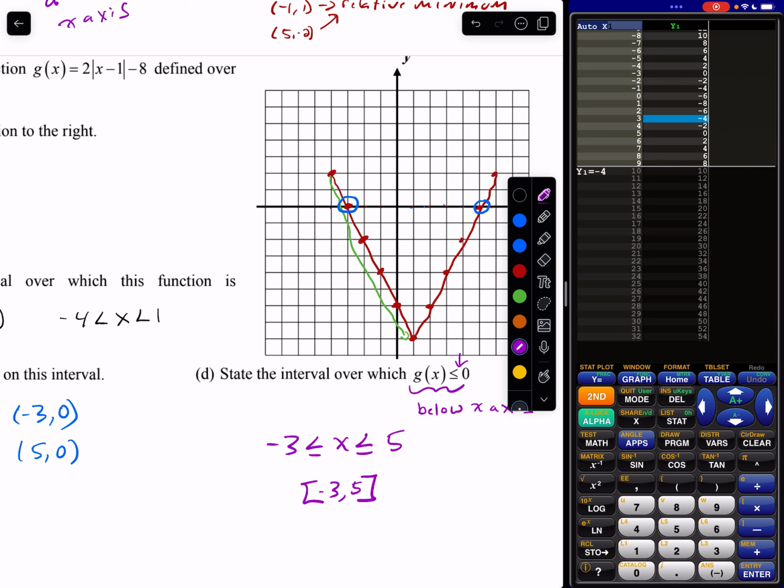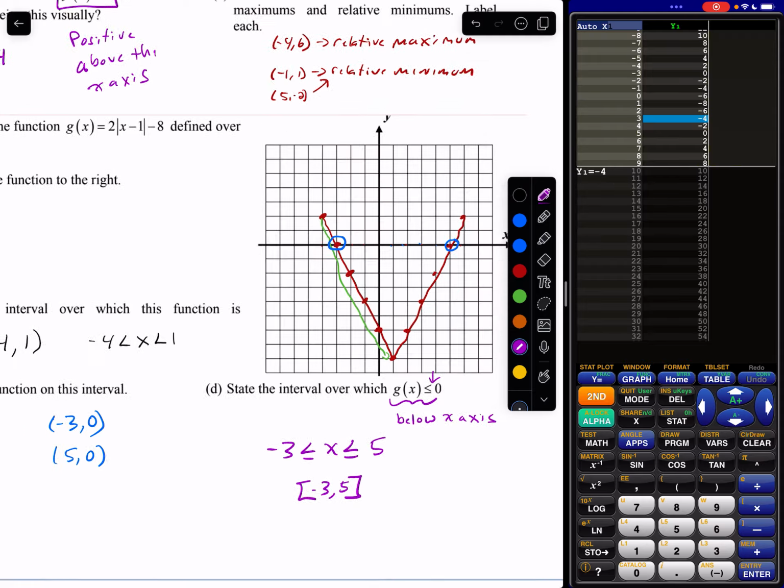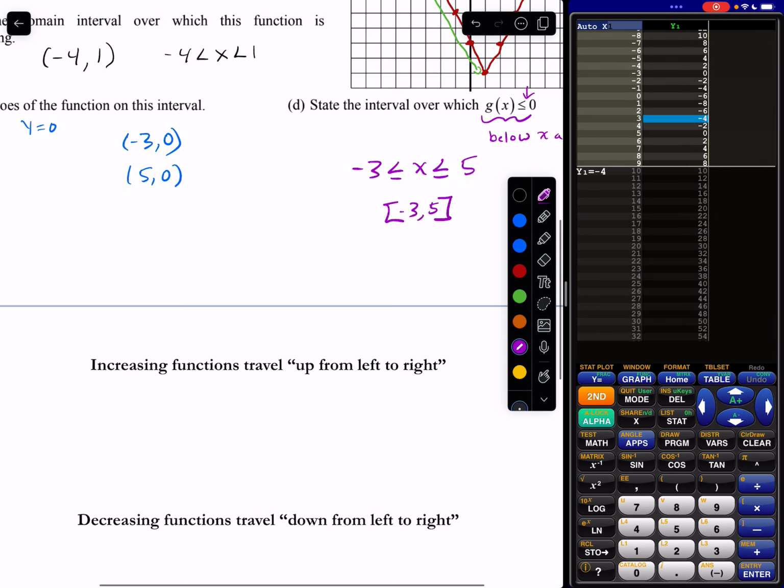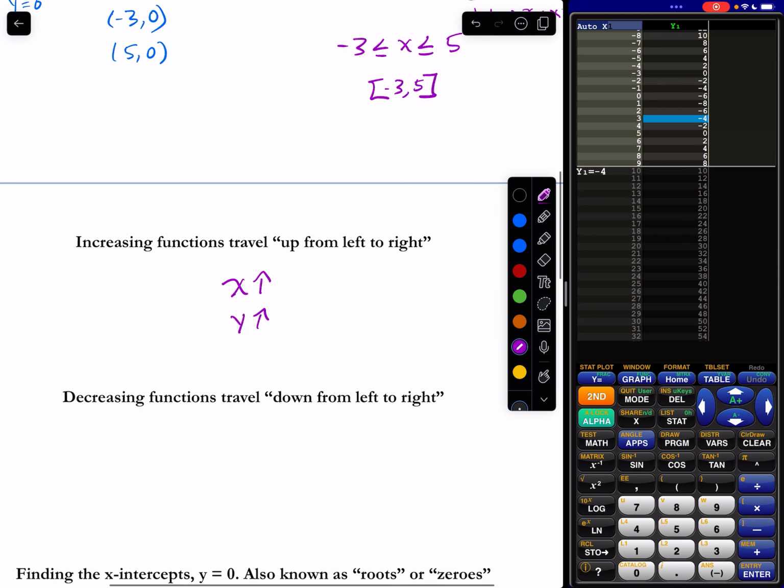Okay? Right? So you can see that there's a couple of things that we really want to make sure that we kind of have down here, right? Increasing functions travel up from left to right, or as x increases, y also increases. And then decreasing functions travel down from left to right. So that means as x is getting larger, y is getting smaller. Those are considered decreasing functions.